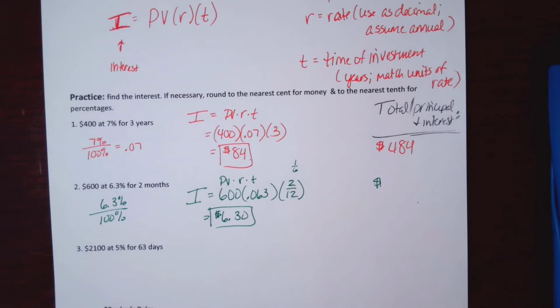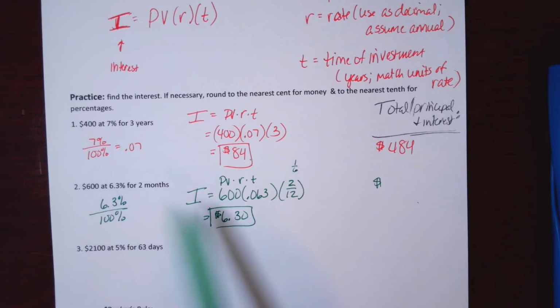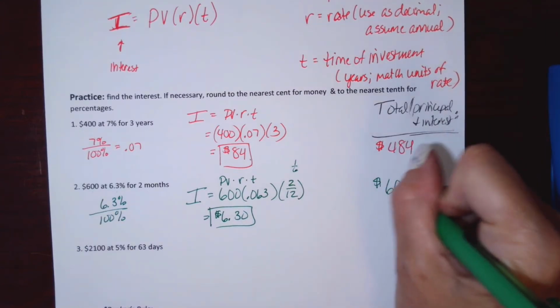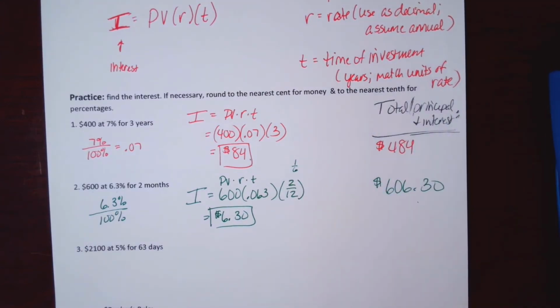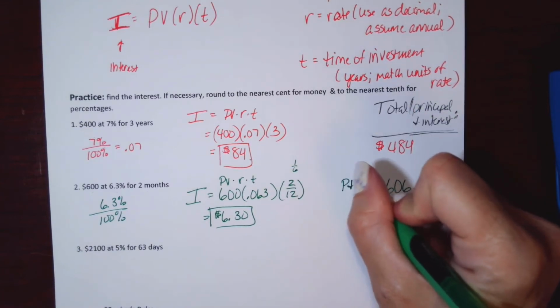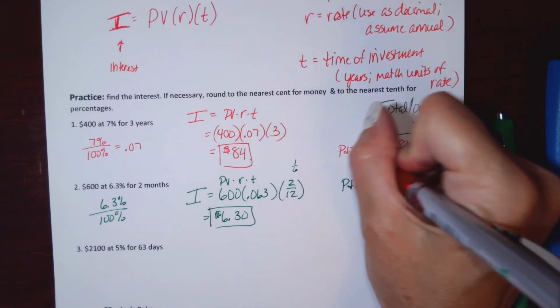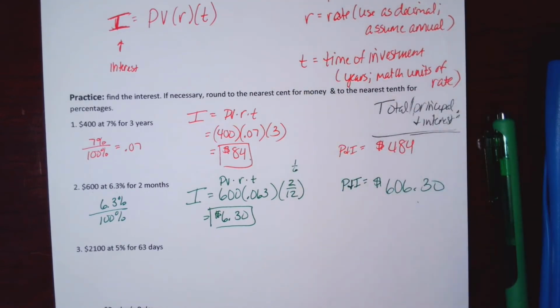So what's the total in the account, or the total owed at the end of those 2 months? The 600 is the present value, or the principal, plus the interest would be $606.30. So this is my principal and interest. If you ever see P&I, principal and interest, that's your total.